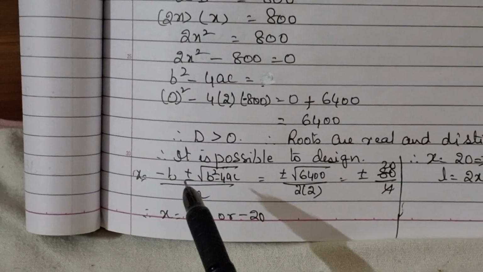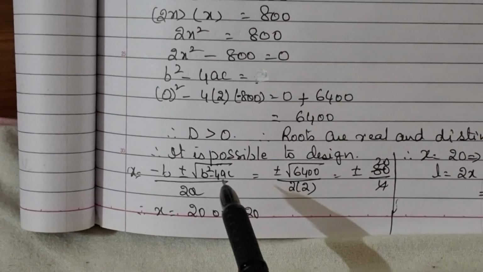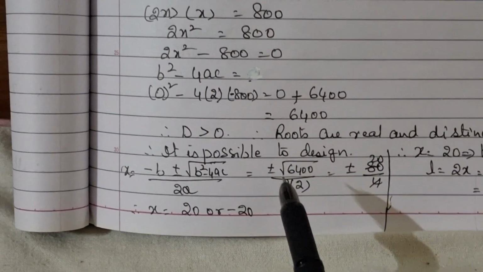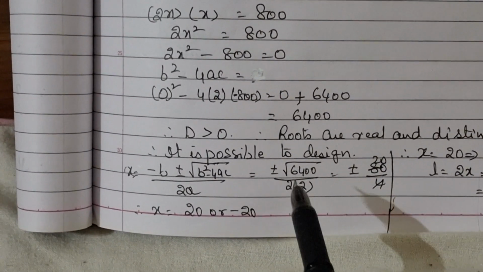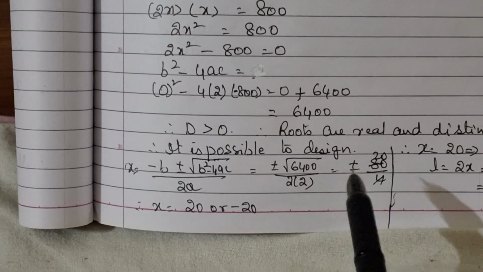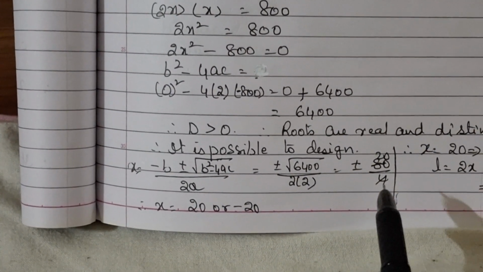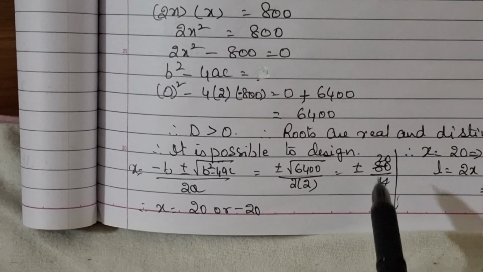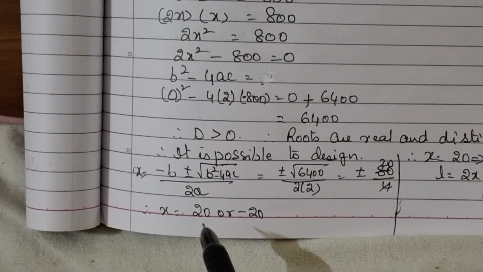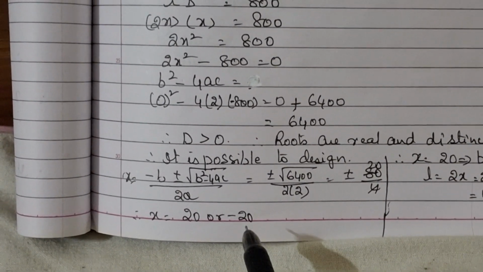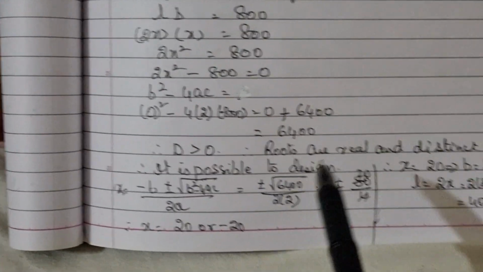So x value is minus b plus or minus root of b square minus 4ac by 2a. b is anyway 0, so plus or minus root of 6400 by 2a, that is 6400 means plus or minus 80 by 2a. 2 2s are 4, that is 20. So x value is 20 or minus 20. But since we cannot take a negative value as the sides, we have to take x as 20.